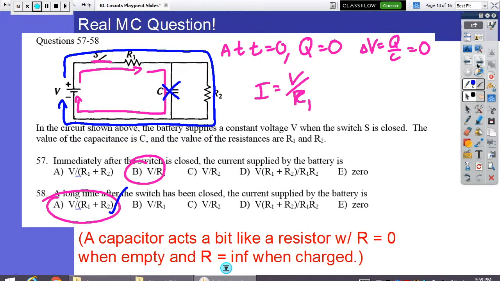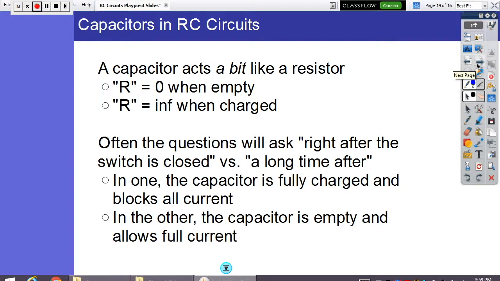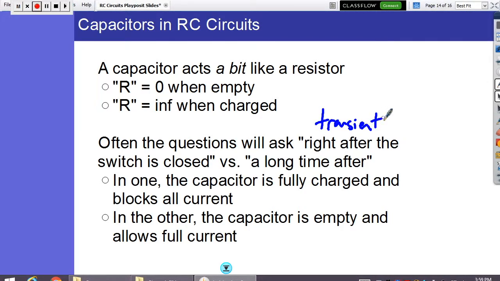So a lot of times these questions will ask right after the switch is closed, which I sometimes call the transient, versus a long time after, which I sometimes call the steady state. But the idea is that our capacitor is always going to go from charged to discharged or from empty to fully charged. And you want to make sure that if the capacitor is fully charged, it blocks all current. If the capacitor is empty, it allows full current. So we'll do a lot more examples of that in class.